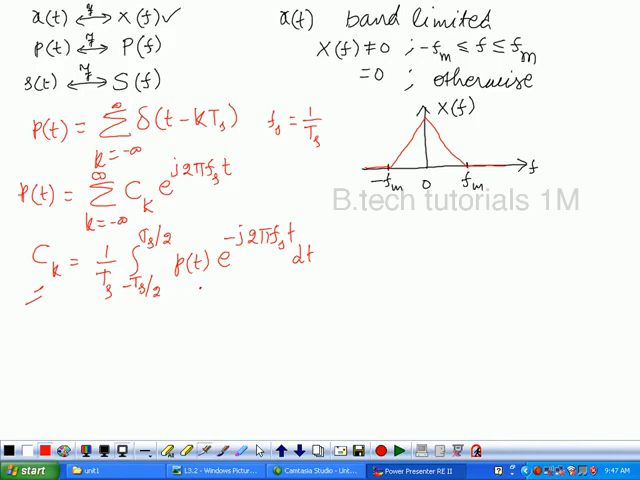In the case of the trigonometric Fourier series, what do we write? A naught plus the sum over k from 1 to infinity of ak cos k omega naught t plus bk sin k omega naught t. Right? By using the Euler identity, we can obtain this expression. What is p of t in the interval minus Ts by 2 to plus Ts by 2? You see this slide.